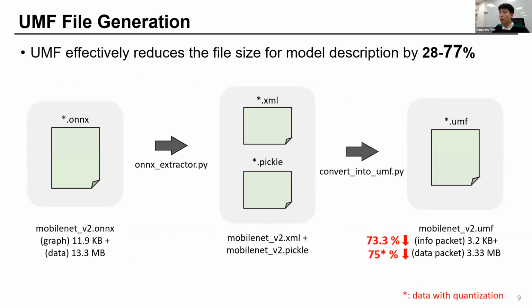To give an example for UMF file generation, graph information and data of MobileNet version 2 from an ONNX file are converted into information packets and data packets in UMF format. With the UMF scheme, the size of graph information and data are reduced significantly by 73.3 and 75% respectively. For various DNN models, UMF effectively reduced the file size for model description by from 28 to 77%.